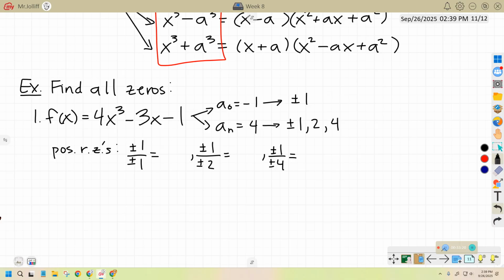So first one, 1 over 1 is 1, so just plus or minus 1. 1 over 2 is 1/2, plus or minus 1/2. 1 over 4 is 1/4, plus or minus 1/4. So 6 possible tests. And I'm going to show you a trick in just a minute because we don't want to do that manually. Yeah, we're lazy.